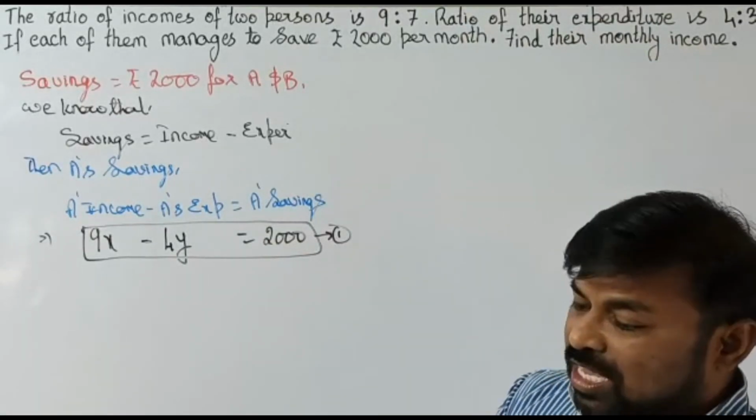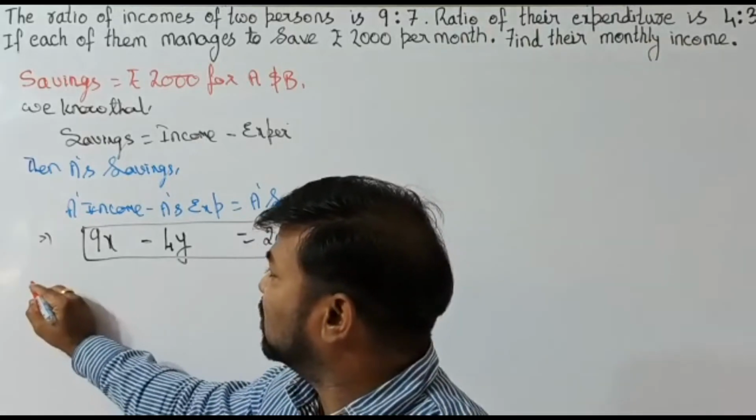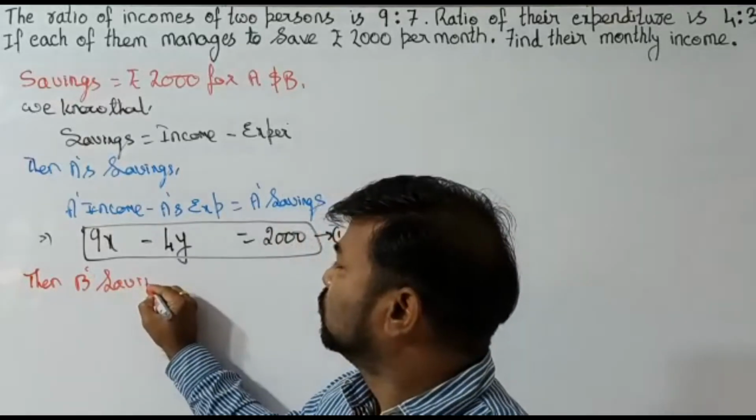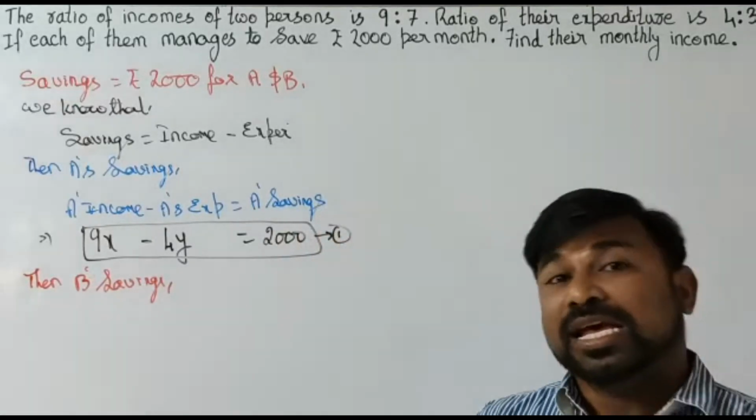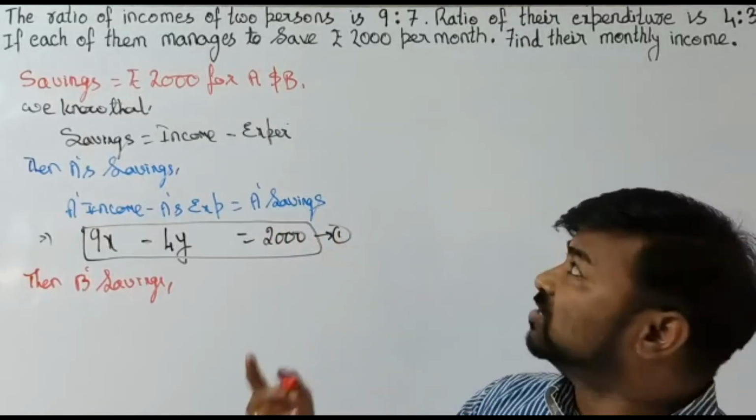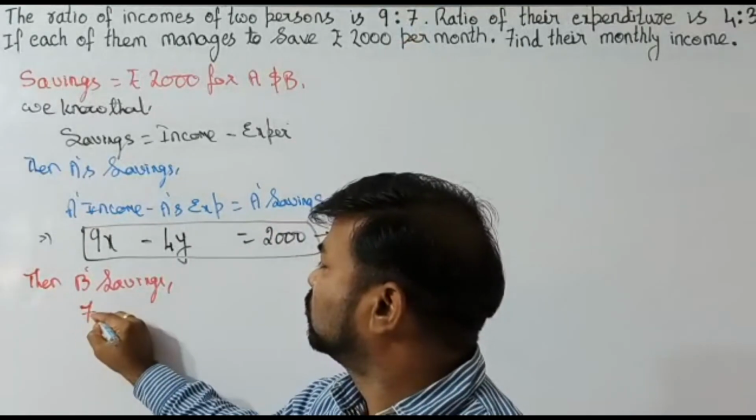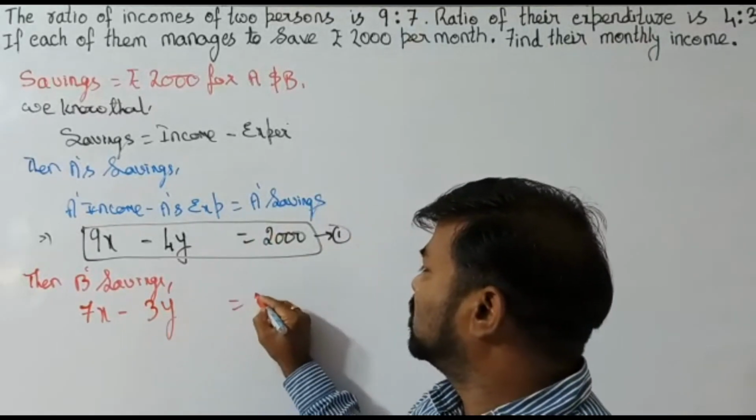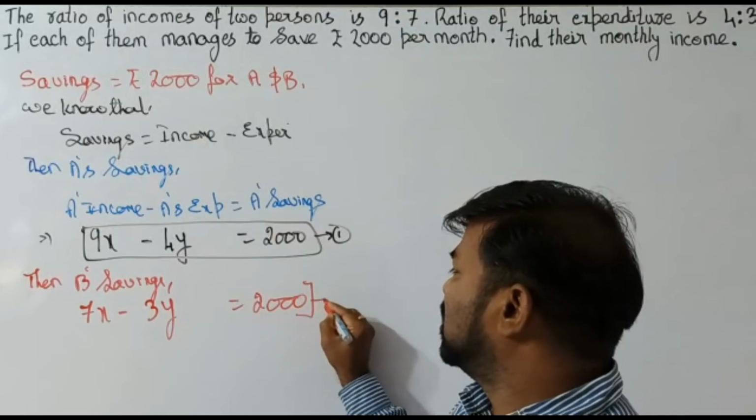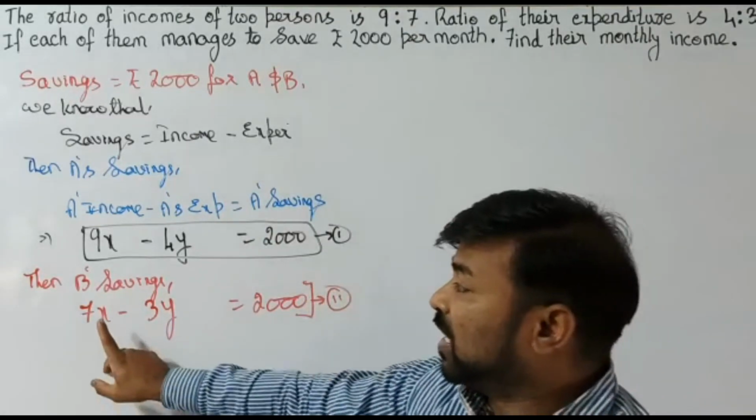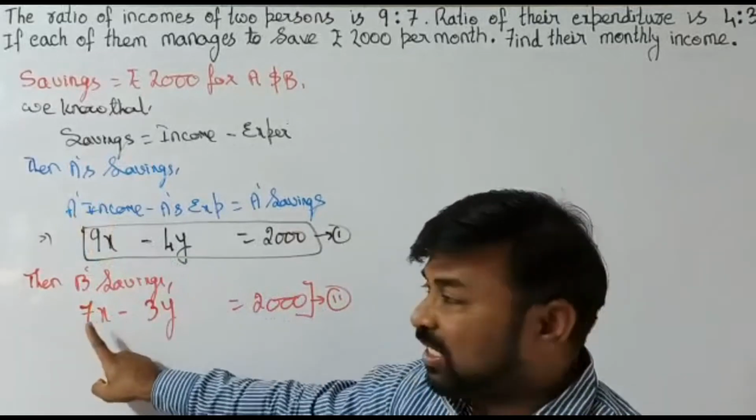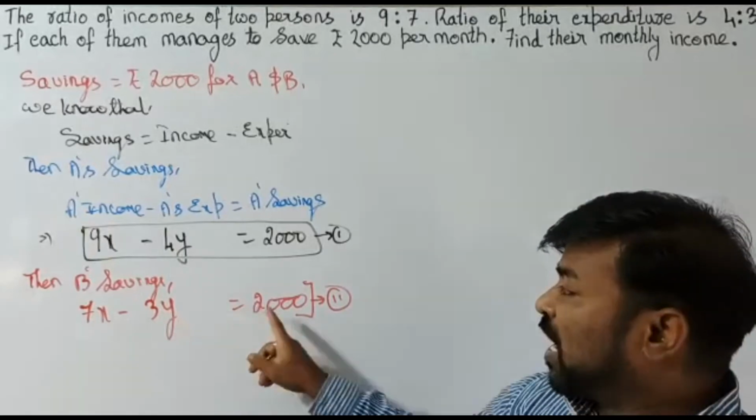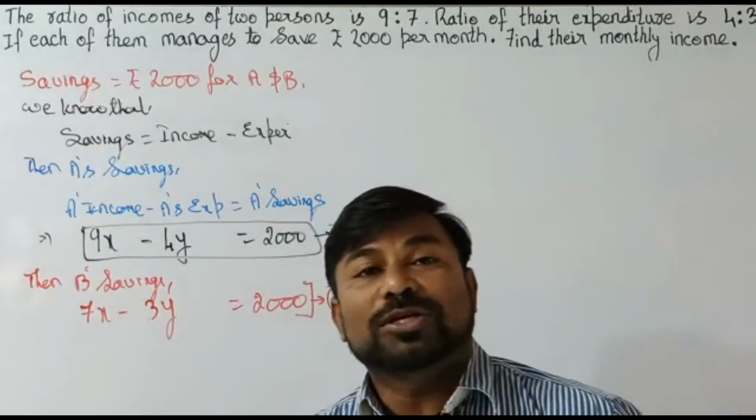Now in the same way, if you relate B's savings, right? B's saving, just now he said he is also saving something like 2000. Then straight away 7x minus 3y equals 2000. This is equation 2. That is nothing but B's income, that is 7x, minus B's expenditure, that is 3 into y, equals 2000. So we got equation 1 and 2.